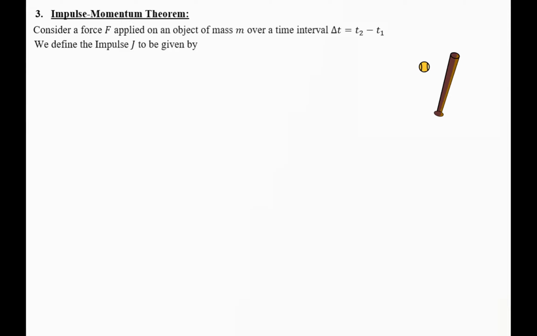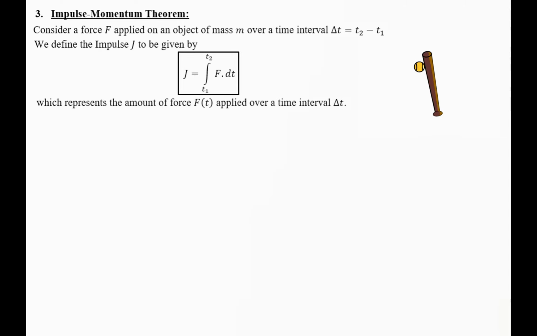So we define the impulse J to be given by the amount of force applied over a time interval delta t or dt. So it's defined as an integral, which represents the amount of force F(t) applied over a time interval delta t. The SI unit of impulse is Newton second. Why? Because the force is in newtons and the time is in seconds, so J would be Newton multiplied by second. The impulse is a vector quantity.